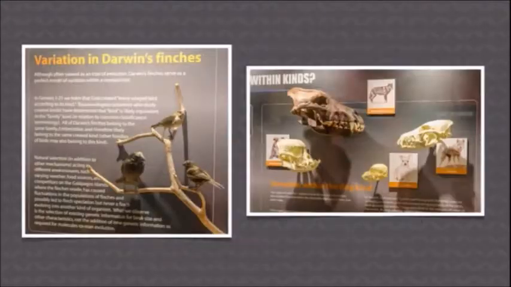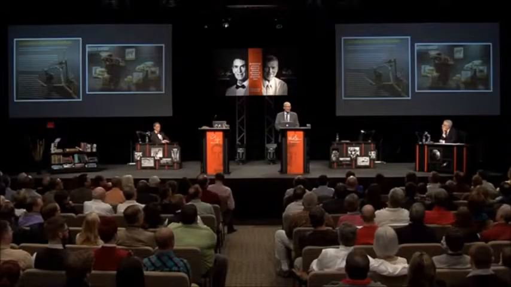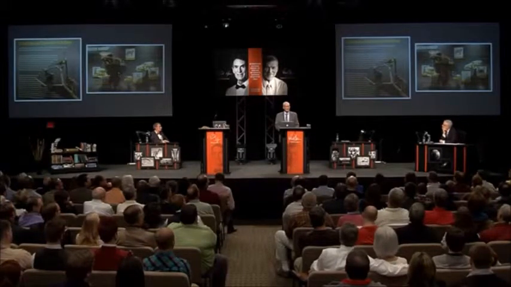Now, in the Creation Museum, we actually show the finches here, and you can see the finches with their different beaks beside dog skulls, different species of dogs. By the way, there's more variation in the dog skulls here than there are in these finches. Yet the dogs, well, that's never used as an example of evolution, but the finches are.